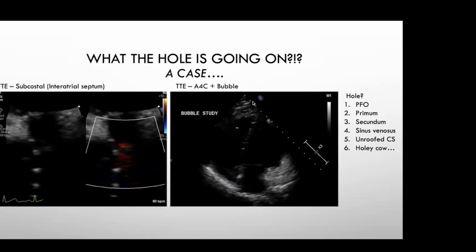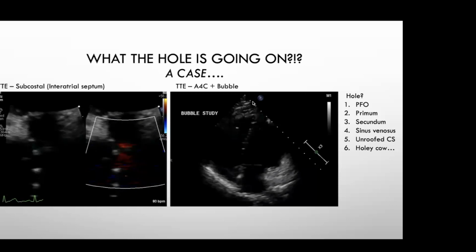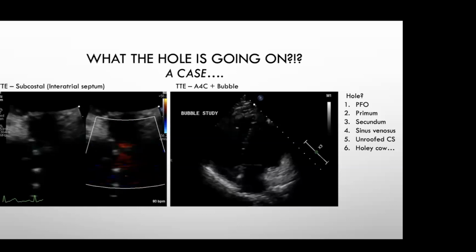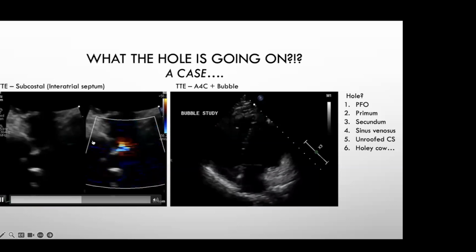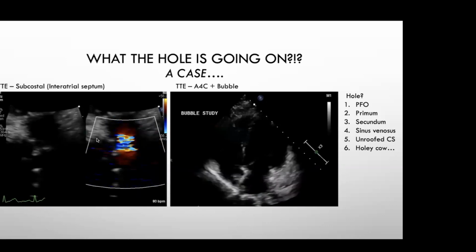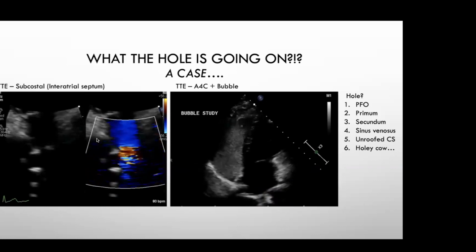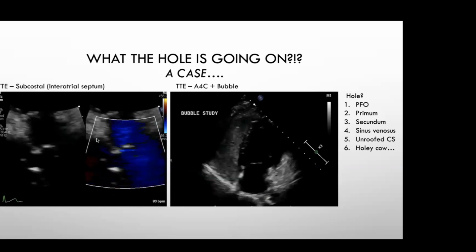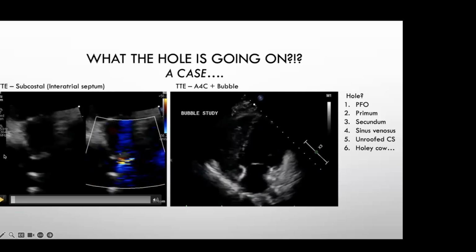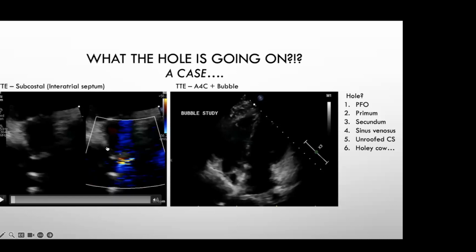Yes, so there's certainly some color flow across the septum, moving from right to left, going away from the probe in this blue color. Agreed. And in the second picture, a bubble study. We see bubbles in the right, but we don't really see anything come over to the left, despite seeing this color flow in the left image.